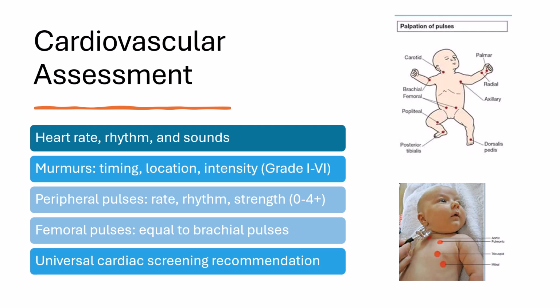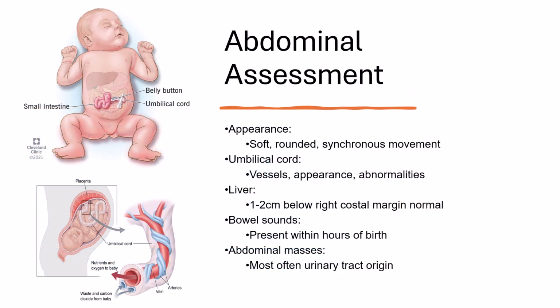Assess peripheral pulses for rate, rhythm, and strength. 0 to 4+, where 0 is not palpable and 4+ is bounding. Always compare femoral pulses to brachial pulses. Femoral pulses that are weaker than brachial suggest coarctation of the aorta. Remember that universal cardiac screening using pre- and post-ductal oxygen saturation is recommended for all newborns.